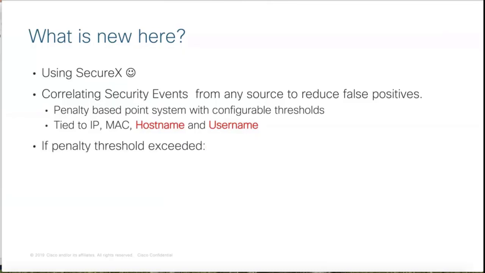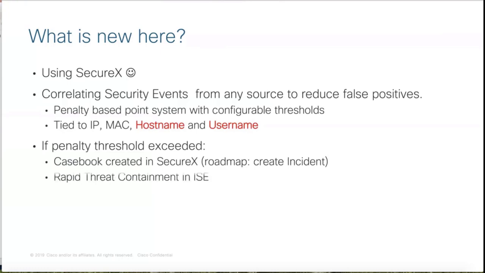And if the penalty threshold is exceeded, we are creating a casebook in SecureX. We have as a roadmap item to also create a SecureX incident. We are doing rapid threat containment in ICE, and we are doing rapid threat containment by AMP host isolation.